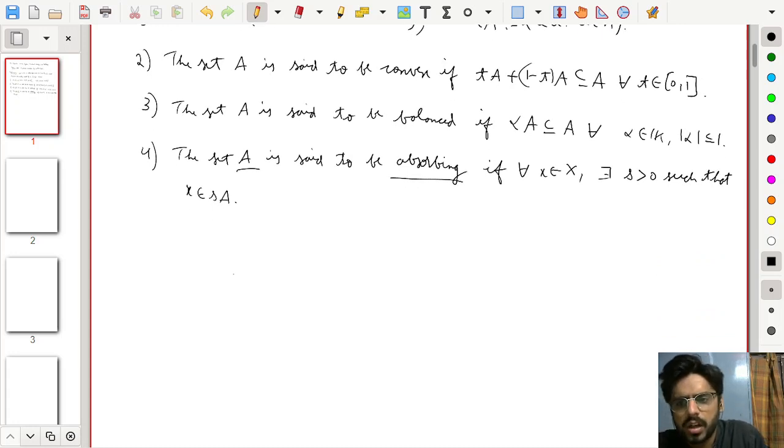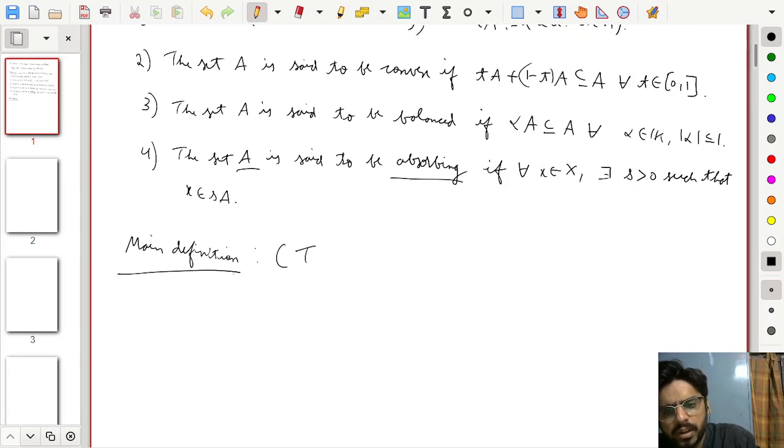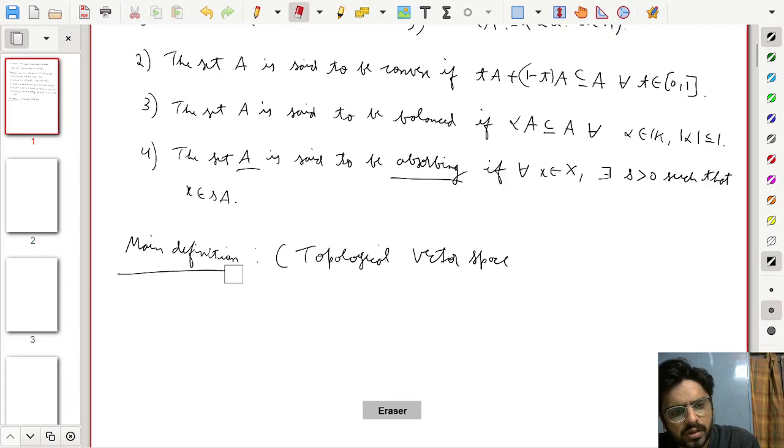Okay, now we come to the main definition, that of topological vector spaces. We abbreviate it as TVS. Topological vector spaces is abbreviated as TVS.